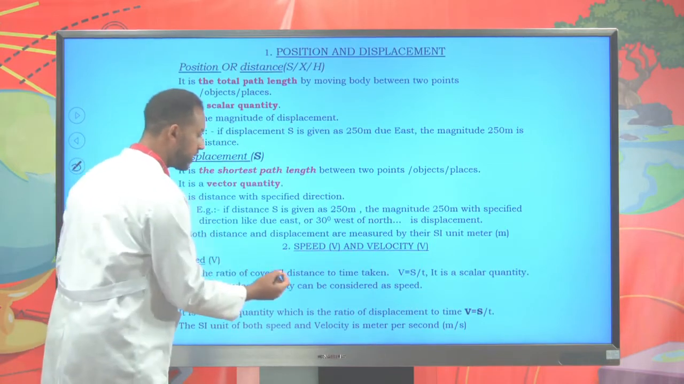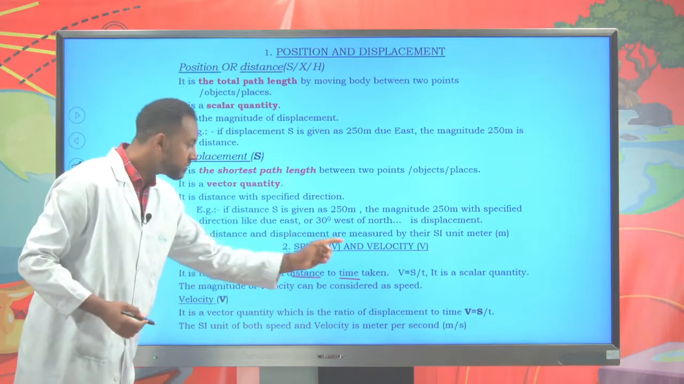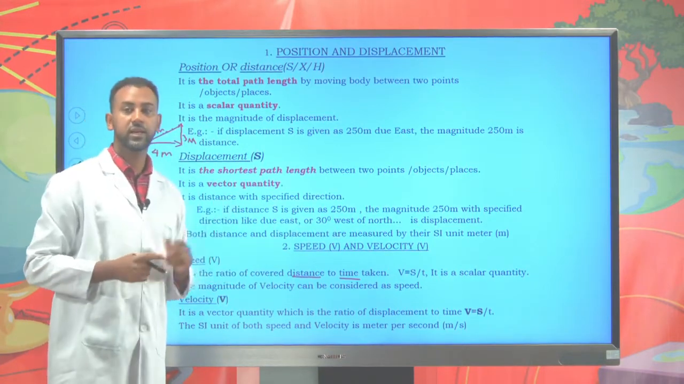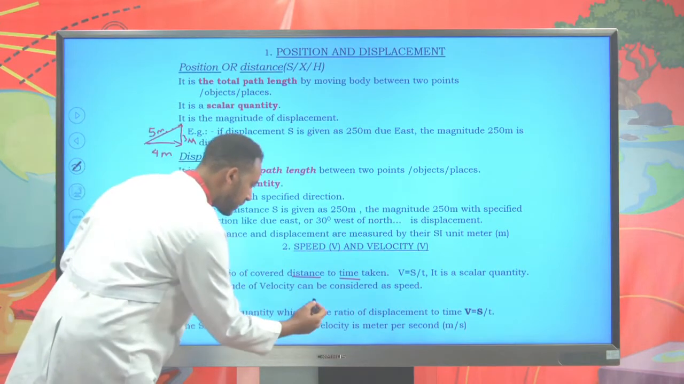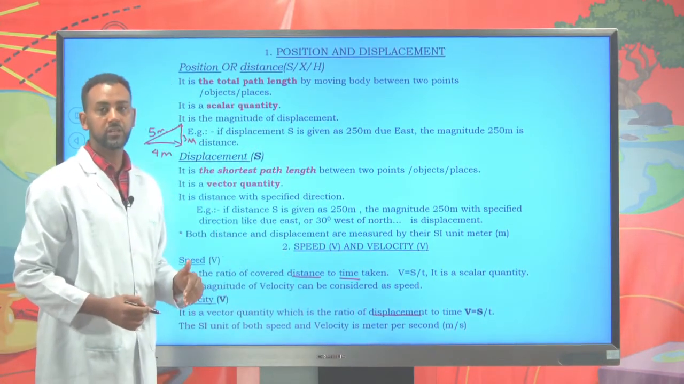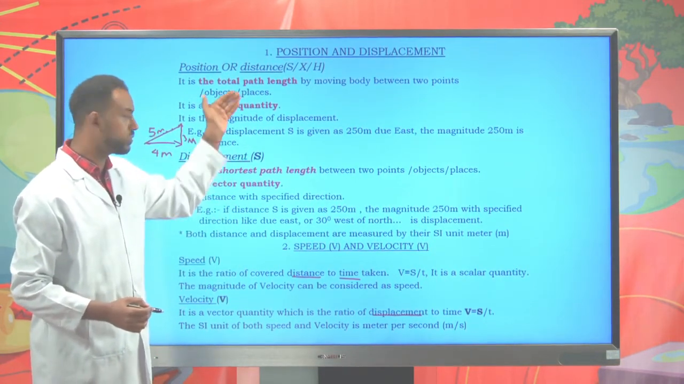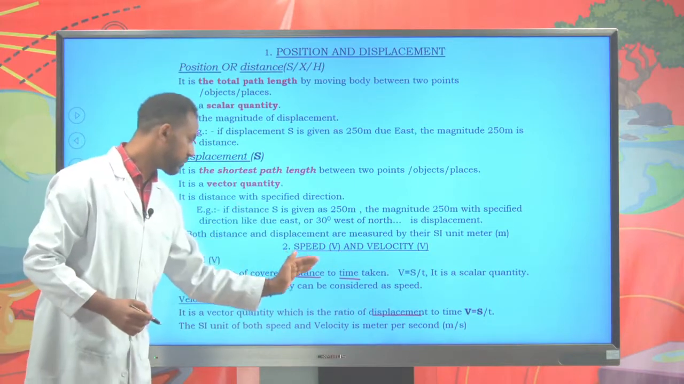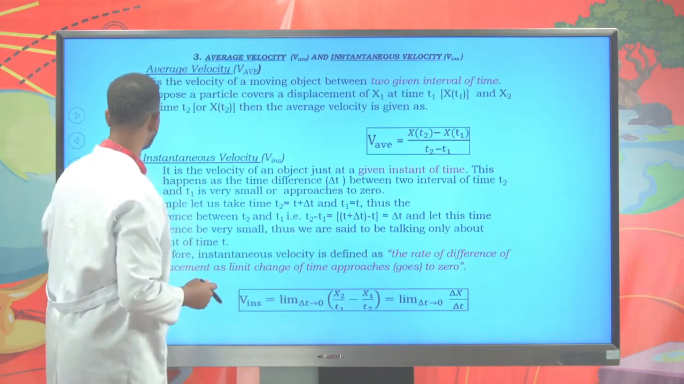Speed is a ratio of distance covered per unit time t, whereas velocity is the ratio of displacement per unit time t. Both are measured using meter per second. Here, both distance and displacement are measured using meter. For speed and velocity, both are measured using meter per second.